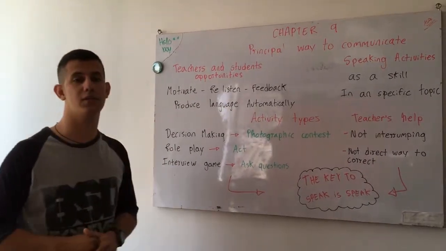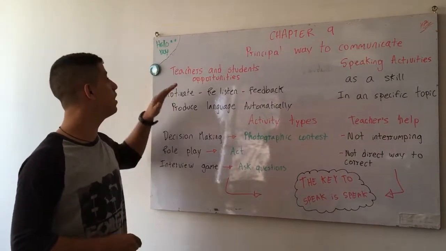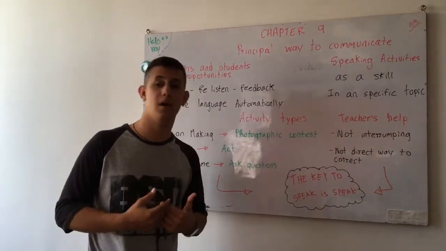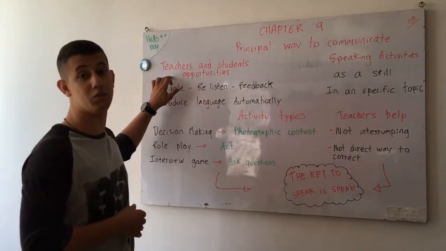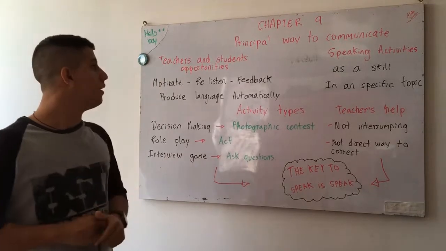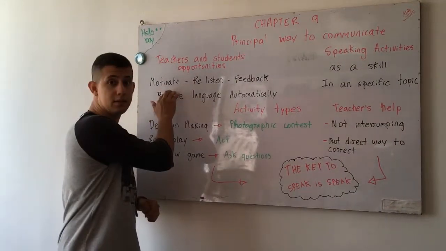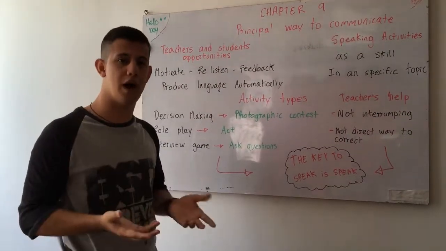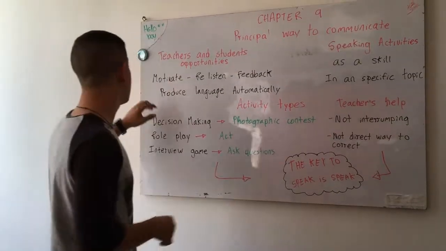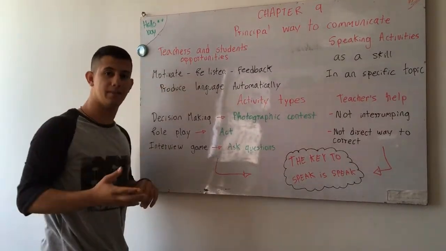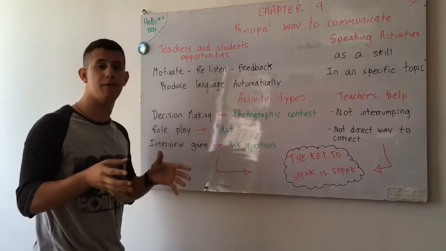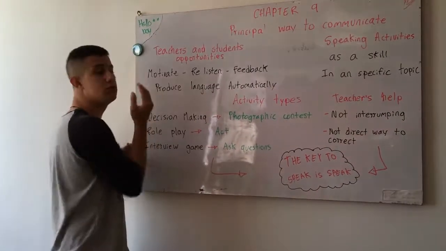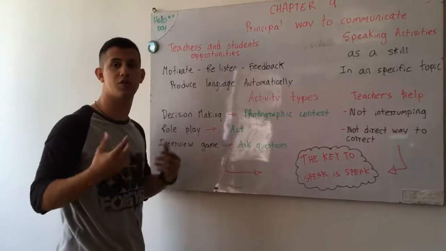The first step that we have to take into account is teacher and student opportunities. What are the opportunities that our students have, or what are our opportunities as teachers? The first thing is you have to motivate, re-listen, and give feedback to your students. But for what? What is the purpose of that? Well, you have to motivate your students to speak, because this is the main goal of everybody in the process of learning English: to speak. So you have to motivate your students and encourage them.